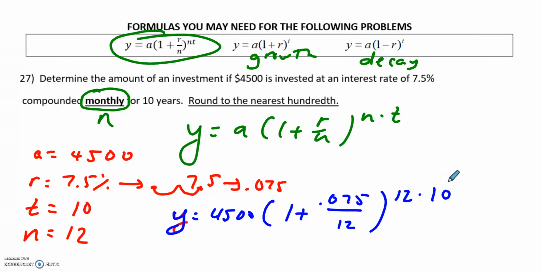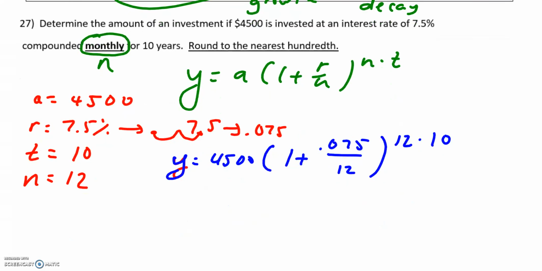And so I want to remind you, when you plug this into your calculator, the first thing you want to do, order of operations wise, is 0.075 divided by 12, and feel free to do this with me right now. Then you'd like to add 1. Then without erasing anything in your calculator, whatever number you have, you'd raise to the 120th power, and then you would multiply that answer by 4,500. And when I did that, I got my final answer to be $9,504.29.